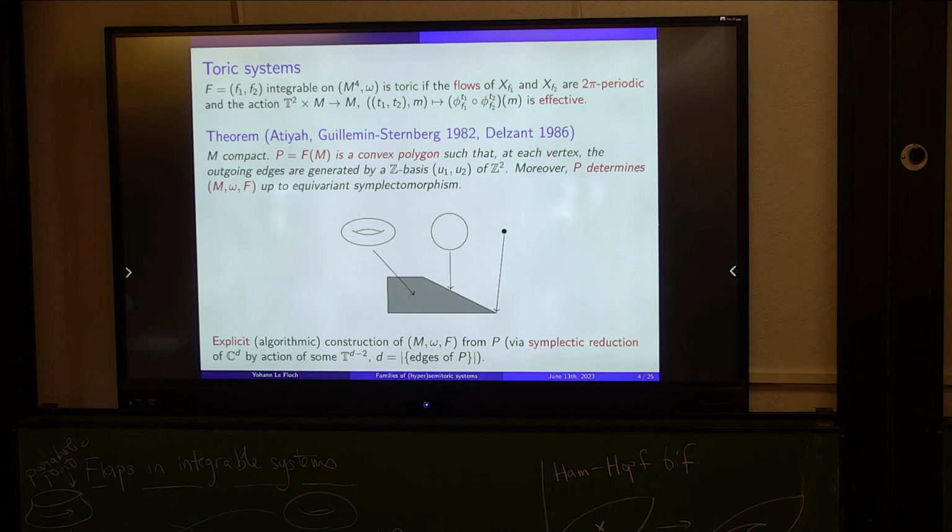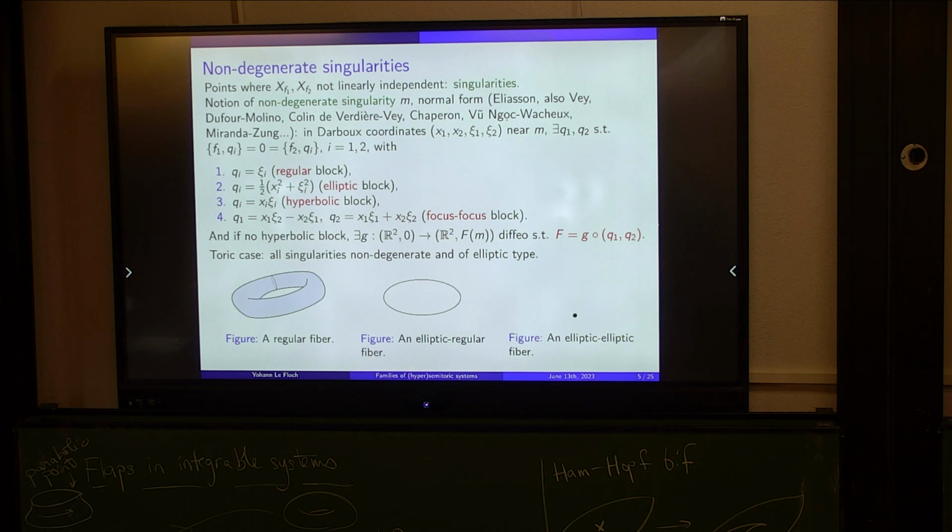So these singularities are what are called singularities of elliptic type. I shouldn't have put this slide in the talk, I guess, so don't look at it.